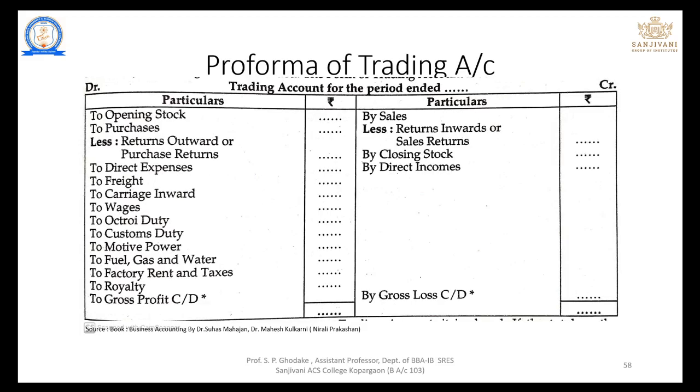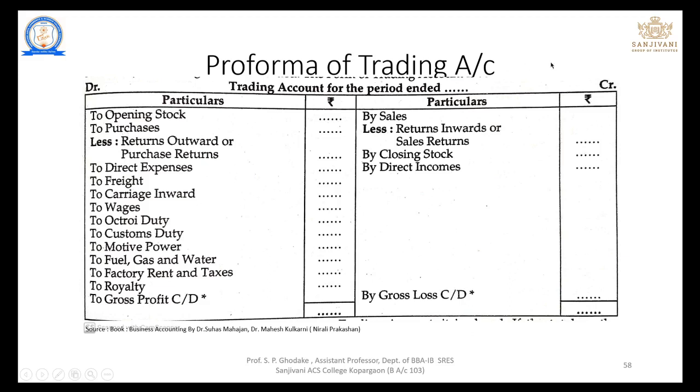Then the pro forma of a trading account. Here the pro forma of a trading account is given. Generally, a trading account is a statement showing the direct expenses of the company or of the manufacturing unit. A trading account is prepared for manufacturing concerns, and all the direct expenses are written on the debit side of the trading account, and all the direct incomes are written on the credit side. Here we can have the gross profit on the debit side or gross loss on the credit side.